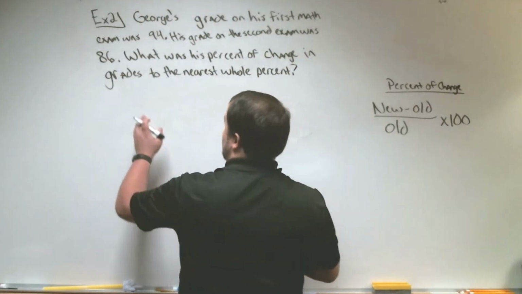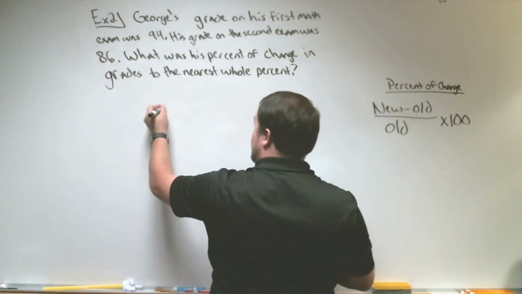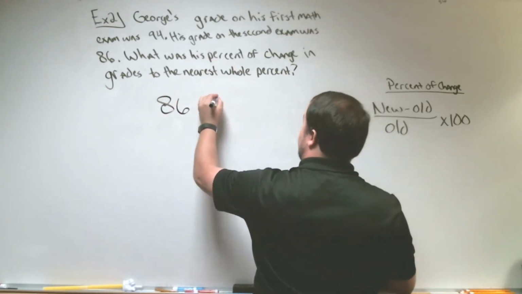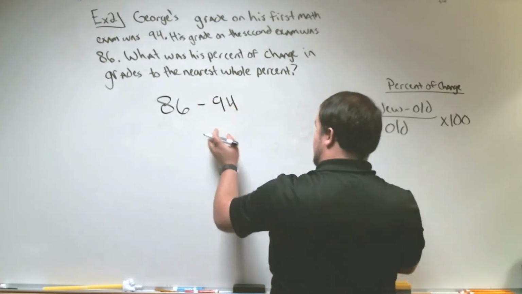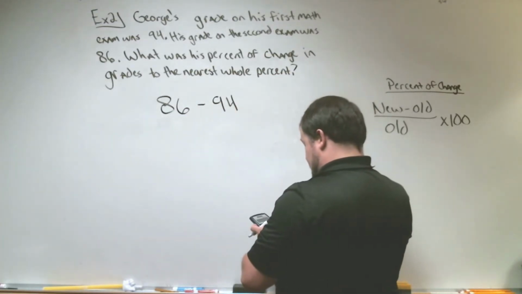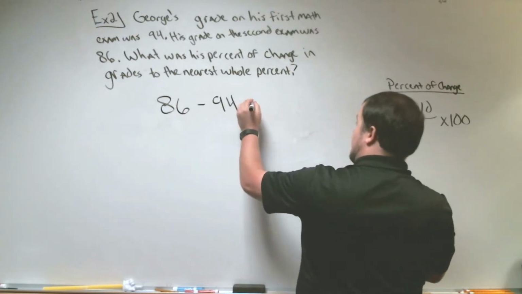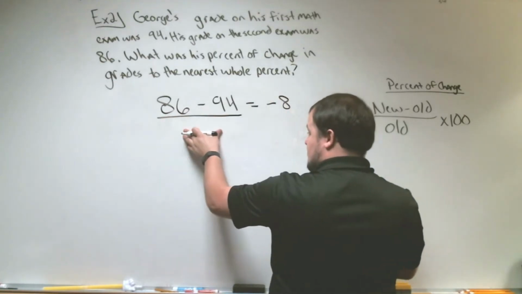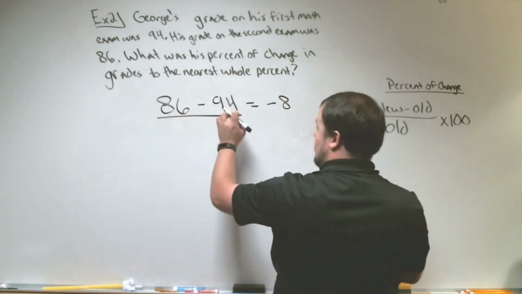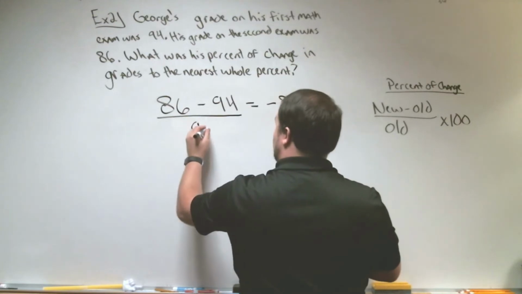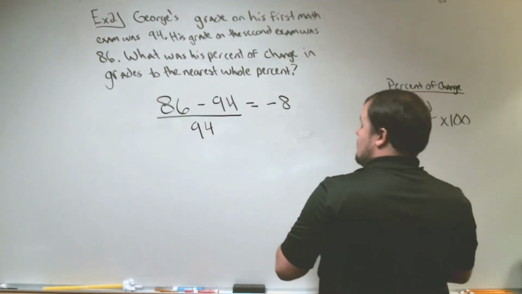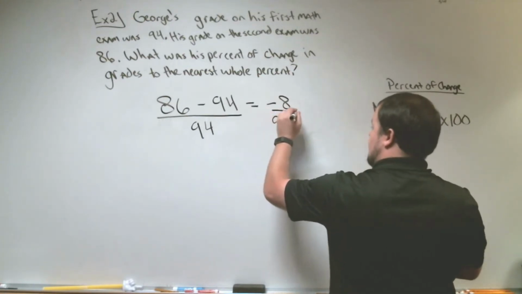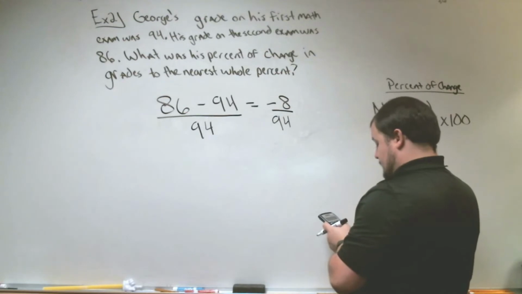So what we do is we take the newest number, which is his newest quiz, 86. We subtract the older quiz. The older quiz is 94. So we take 86 minus 94. I'm going to type that in my calculator. 86 minus 94, and I get negative 8. And we're going to divide this answer, new minus old, by the old score. The old score was 94. So we have negative 8, and we're going to divide it by 94.